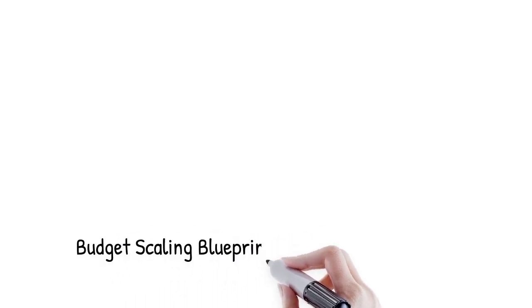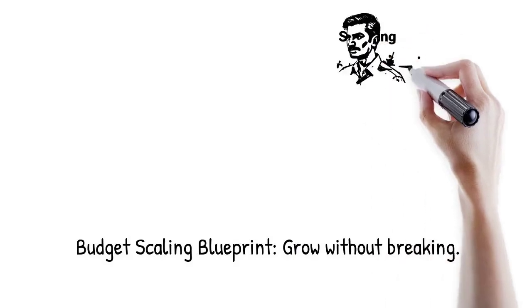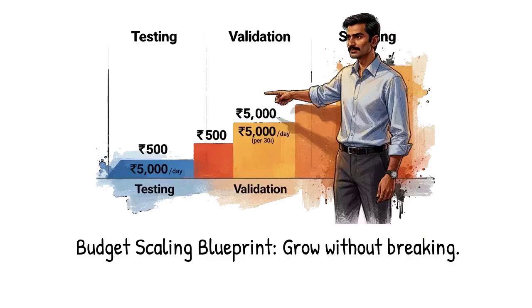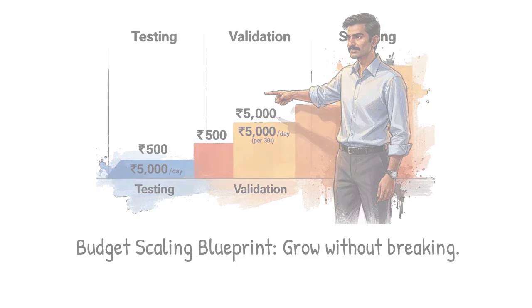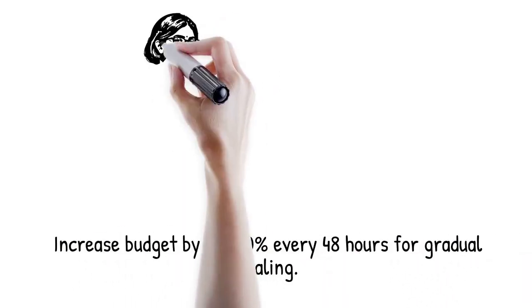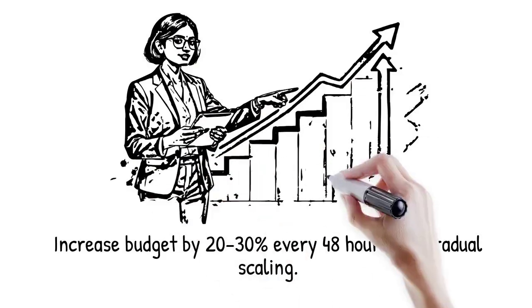5. The budget scaling blueprint. Grow without breaking. Phase 1, testing, 500 rupees to 1,000 rupees per ad set. Phase 2, validation, 1,500 rupees to 3,000 rupees per day. Phase 3, scaling, 5,000 rupees to 50,000 rupees per day. Increase budget by 20 to 30% every 48 hours. Scaling is a staircase, not a jump.